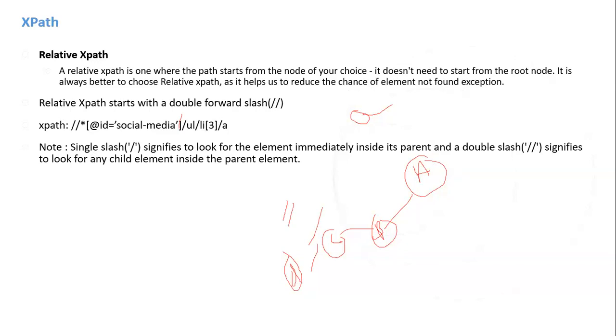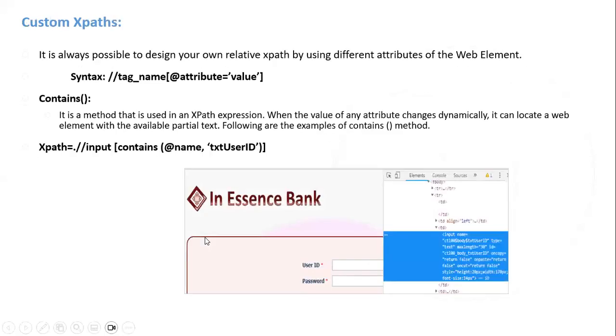So we are using a relative path to locate an element in XPath because relative XPath is more efficient compared to absolute path. Now let's understand how we can use custom XPath to locate any web element. If you want to locate any web element using XPath, what is the syntax? Let's understand the syntax. You write double forward slash, and then the tag name of the element you want to locate. After the tag name, you write a square bracket, and here you specify the attribute of the element you want to locate.